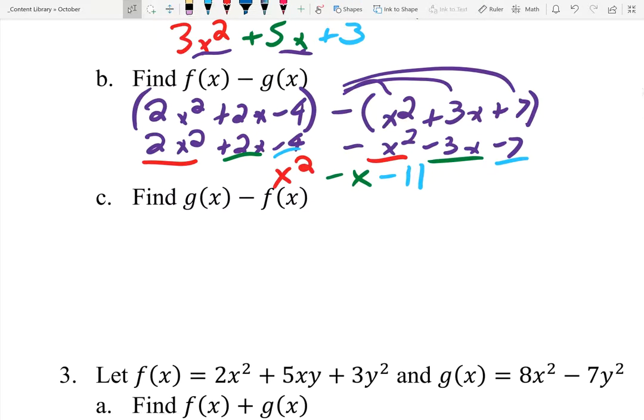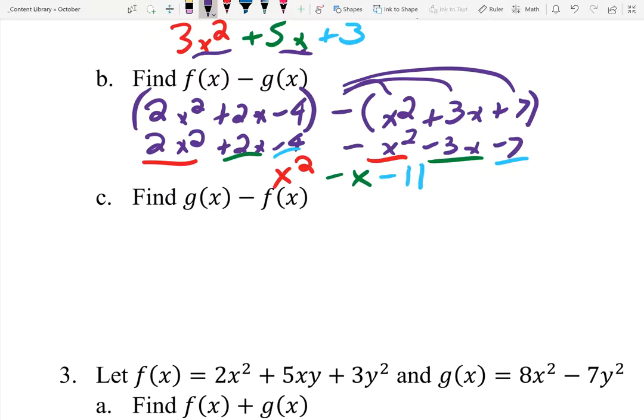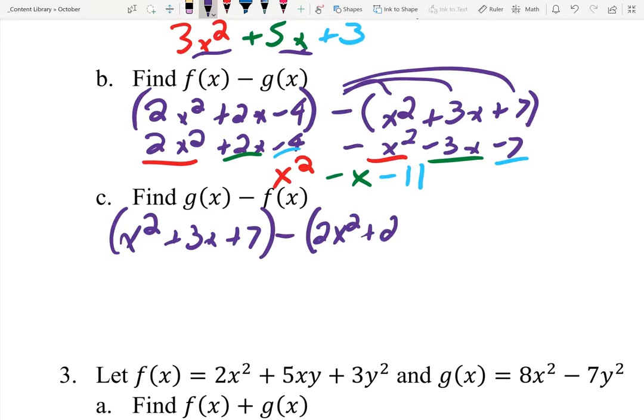Let's do C, where we flip it over. We do the reverse. We do the opposite. We do g of x minus f of x. So g of x was x squared plus 3x plus 7. And we're going to subtract f of x, which is 2x squared plus 2x minus 4.